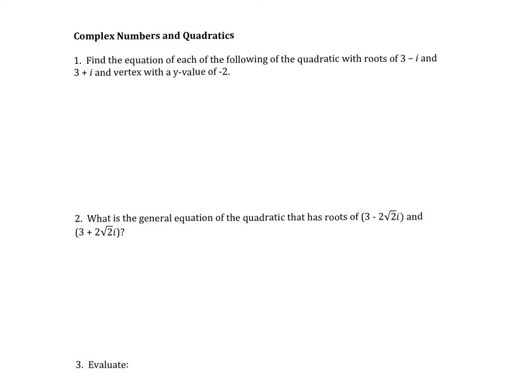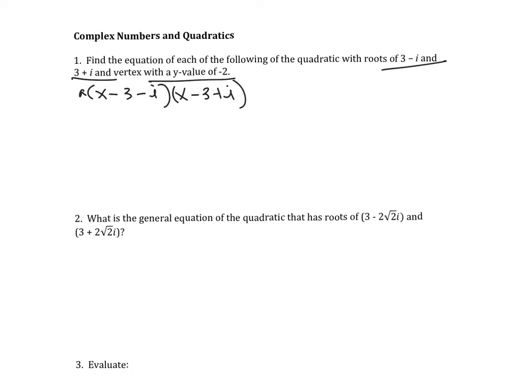So, define the equation of each of the following. Well, in this case, we're finding the quadratic with roots 3 minus i, 3 plus i, vertex with y value of negative 2. Okay, so we know that our general equation is x minus (3 minus i) times x minus (3 plus i).